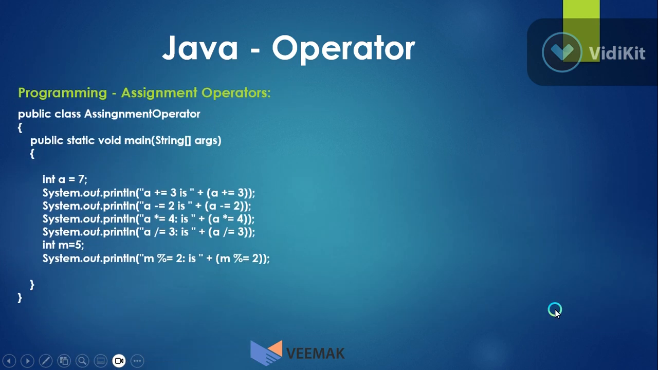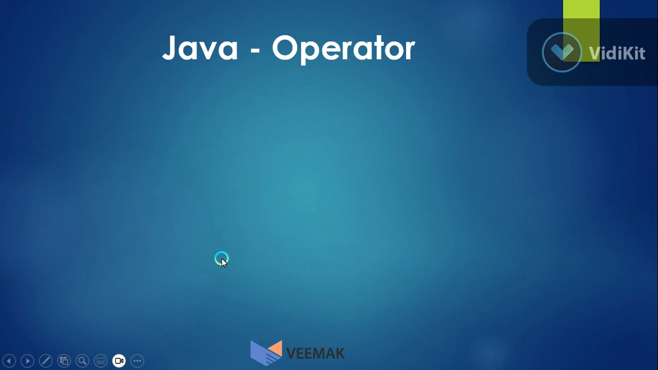Programming using assignment operators. I have created one class, AssignmentOperator. Within it I have created one main method. In the main method I have declared one variable a is equal to 7. This is adding the number. This is subtracting, multiplying and finding the division. The value will be stored again in the same variable name. m equal to 5, I am finding the modulus. Then I am storing it in the m variable.